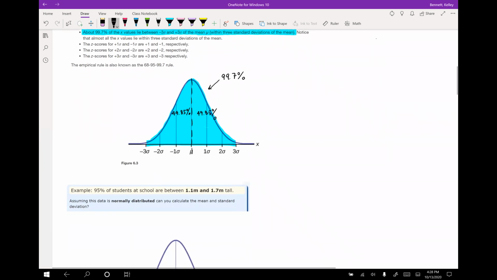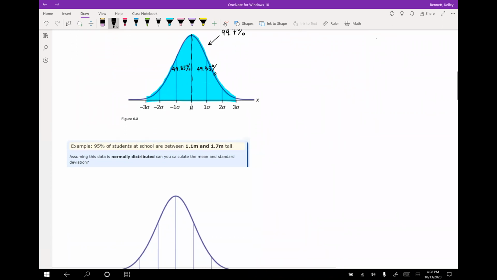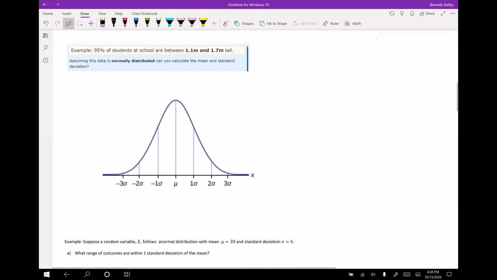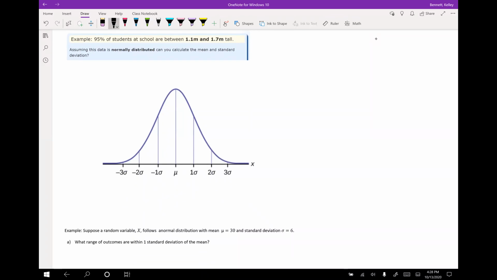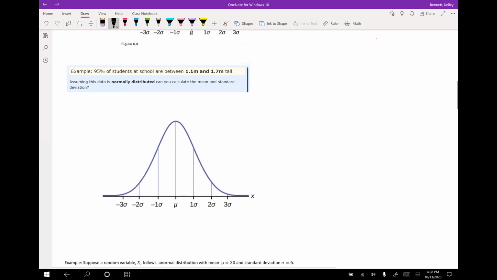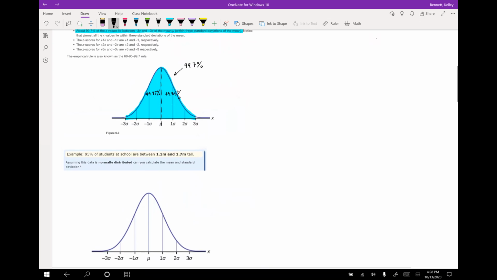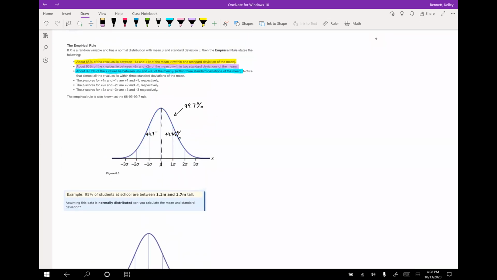So let's see if we can use this to solve a problem. In our example here, we have 95% of students at school are between 1.1 meters and 1.7 meters tall. 95%. So remember, let's go back up a little bit and look at our empirical rule, and shade this in one more time with purple. 95%, that's the 2 standard deviations. Right, so that was here.